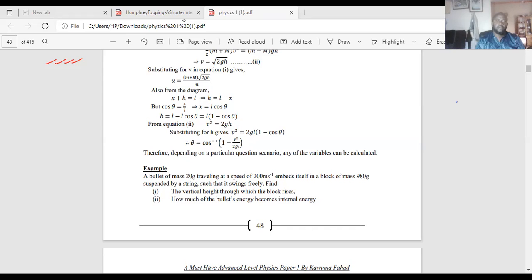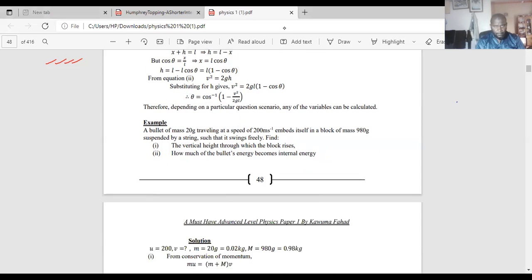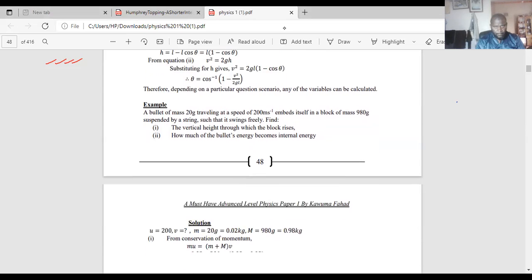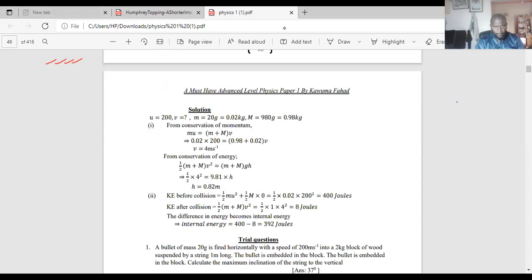A bullet of mass 20 grams traveling at a speed of 200 meters per second embeds itself in a block of mass 980 grams suspended by a string such that it swings freely. Find (i) the vertical height through which the block rises, (ii) how much of the bullet's energy becomes internal energy.